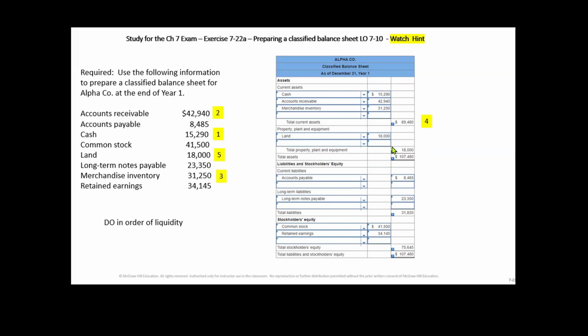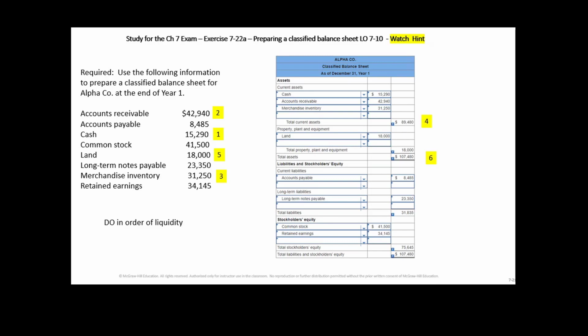Then I'm going to carry it over here as the subtotal for property, plant, and equipment, which is $18,000. And then the next thing I'm going to do is add these assets together, the short-term ones and the longer-term ones, and come up with total assets. So total assets now are 107,480. That's my 6th step in this process.